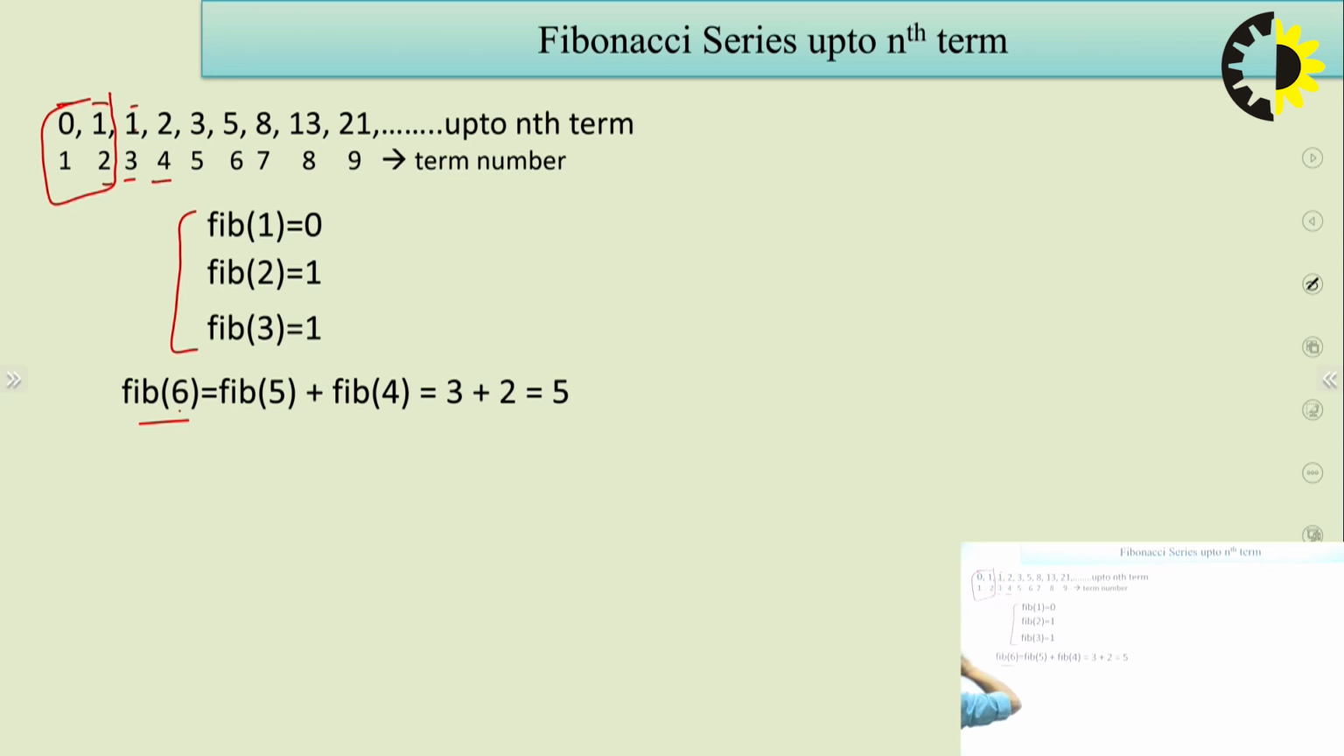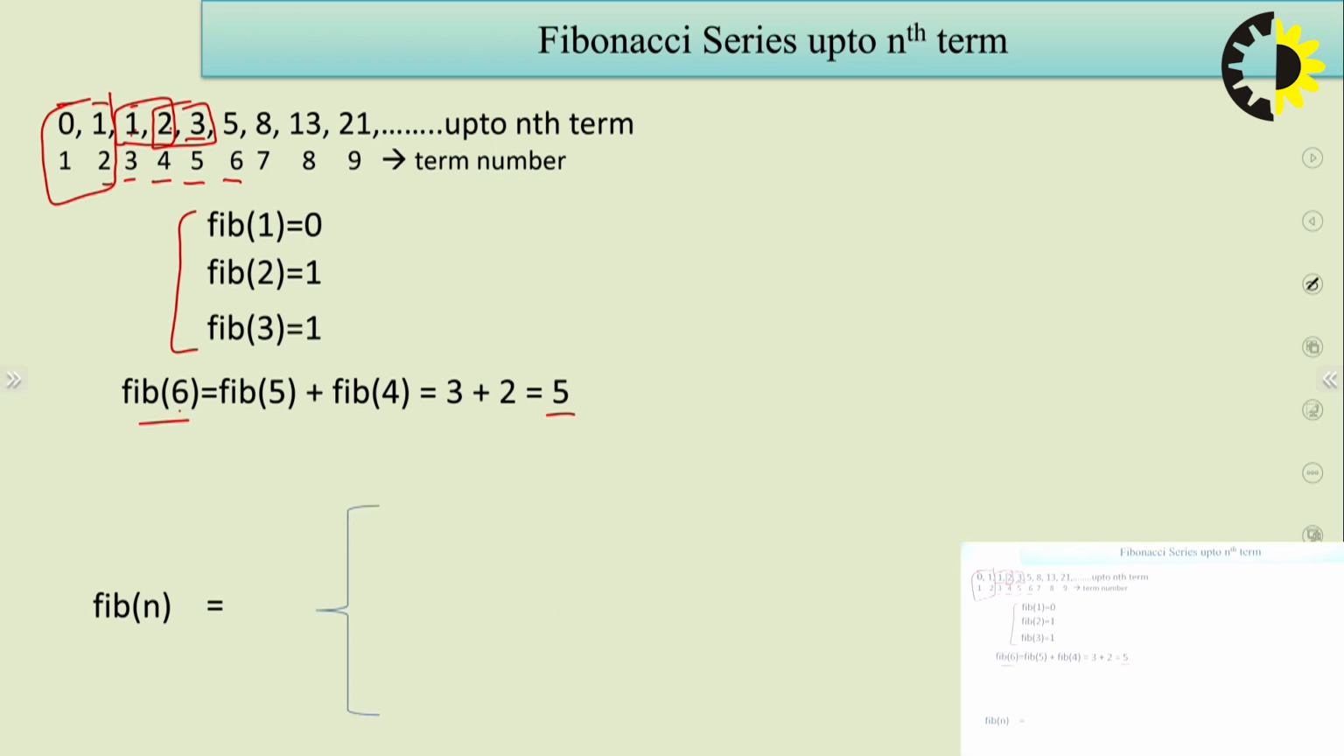Now how to get the fourth term? 1 plus 1 equal 2. How to get the fifth term? Previous two terms addition. Our previous two terms are 1 and 2. 1 plus 2 equal 3. Now the sixth term, previous two terms addition. The previous two terms are 2 and 3. 2 plus 3 equal 5. We will get the 5 here.